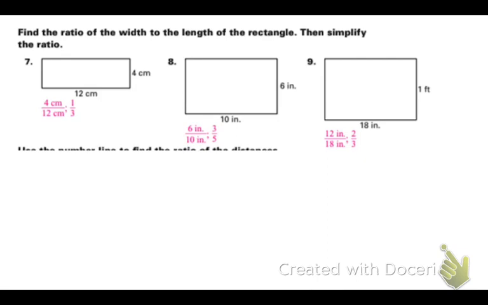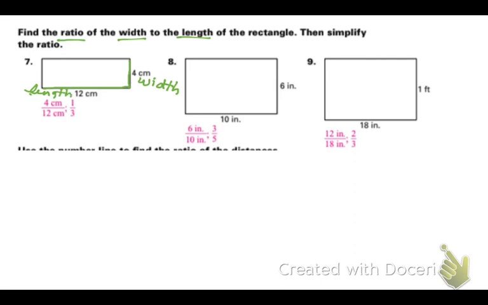Okay, so this is really simple. We're finding the ratio of the width to the length of the rectangle. Here, they're choosing this vertical side as the width, and this side as the length. With rectangles, you could choose either one, and it would be totally fine. It doesn't really matter.